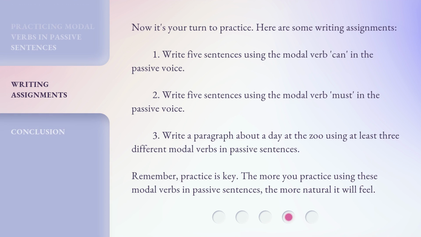Now it's your turn to practice. Here are some writing assignments. 1. Write 5 sentences using the modal verb can in the passive voice. 2. Write 5 sentences using the modal verb must in the passive voice. 3. Write a paragraph about a day at the zoo using at least 3 different modal verbs in passive sentences.